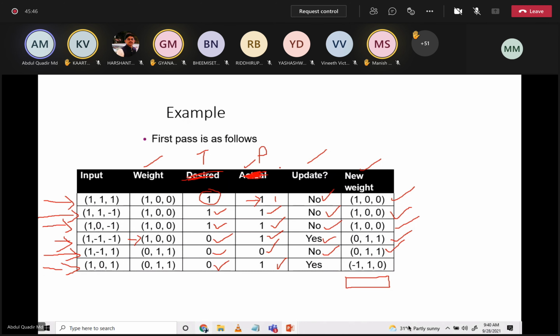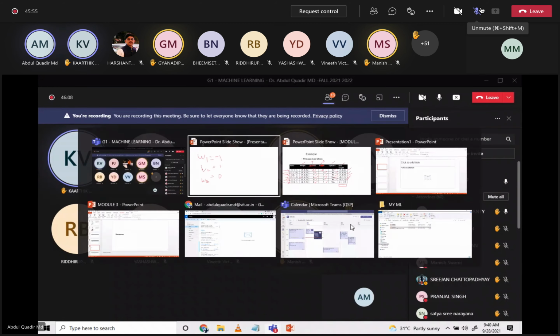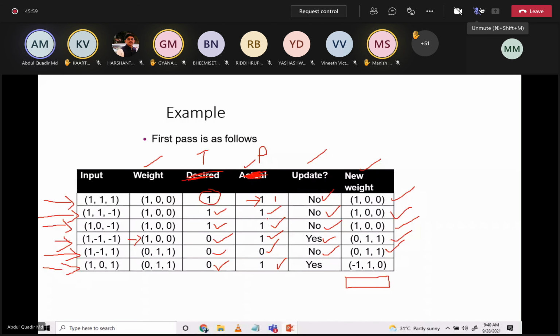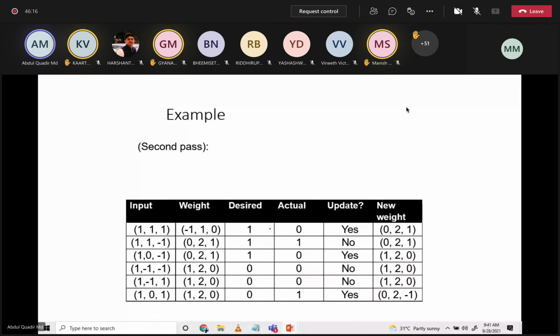Is it clear till here, everybody? Yes, sir. Okay, very good. Then we will be converging it. We will keep doing it again and again till we get that there are no errors, that is, there is no updation required.